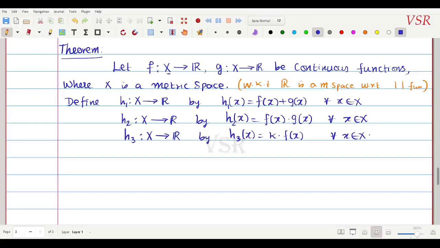Then h1, h2, h3 are all continuous functions. நான் இதுல f divided by g அதை பத்தி பேசல, ஏன்னா அதுல நீங்க சில கண்டிஷன்ஸ் போடணும். என்னது? டினாமினேட்டர் g of x not equal to 0, அதை நம்ம தனியா பார்ப்போம். So we will prove this theorem.